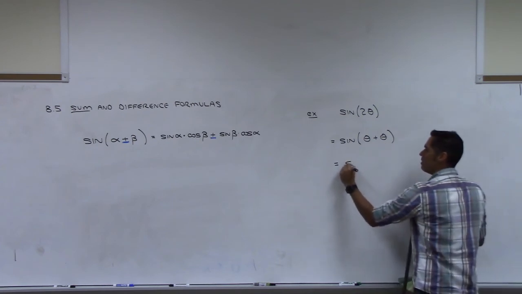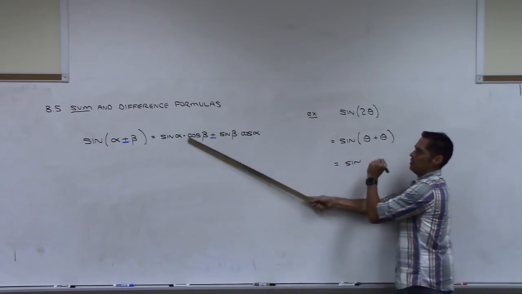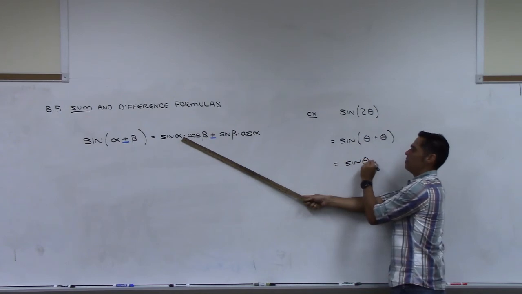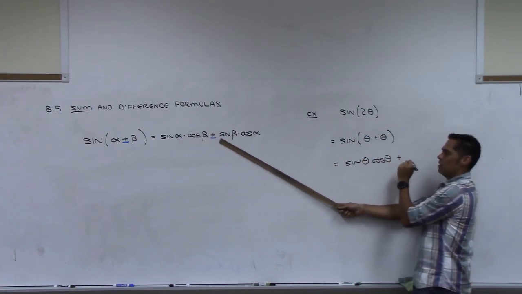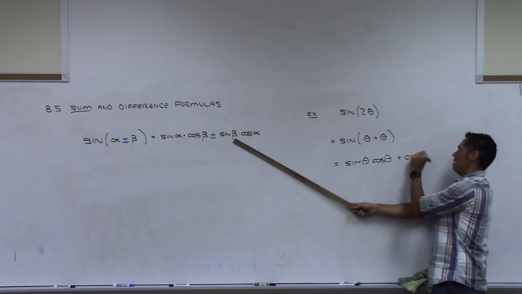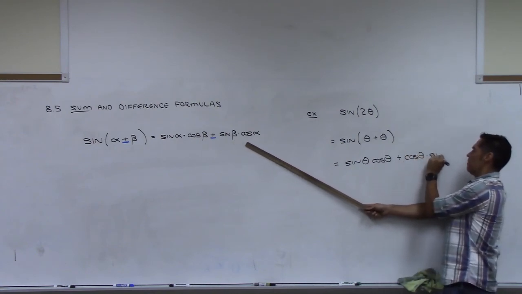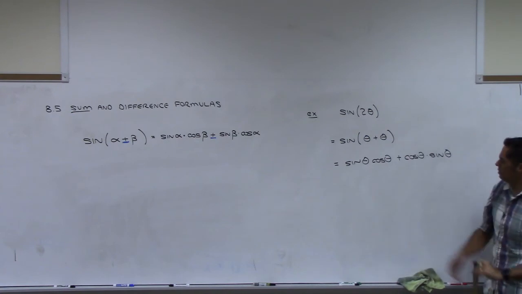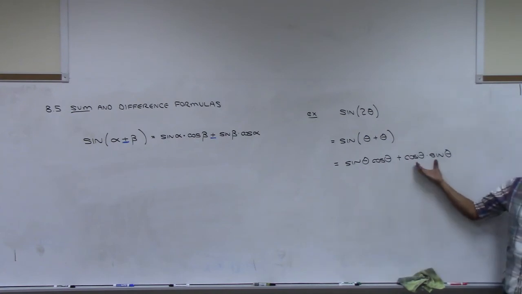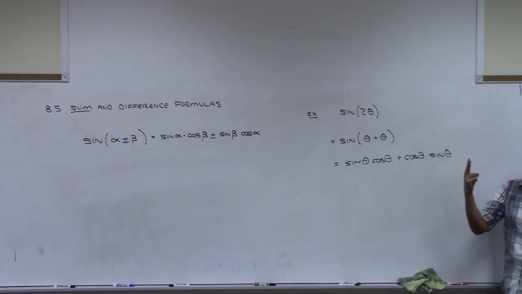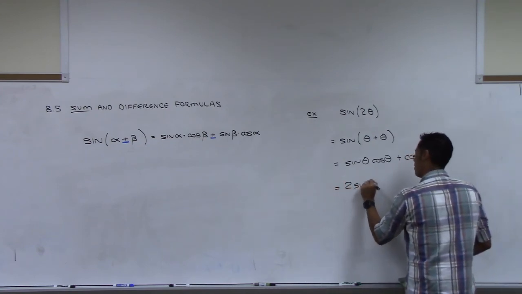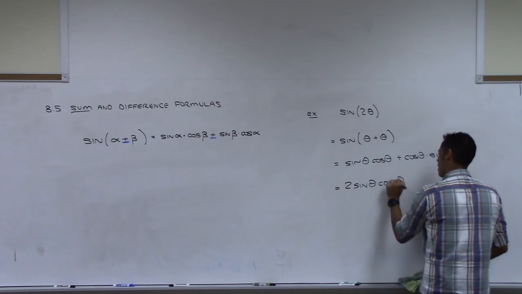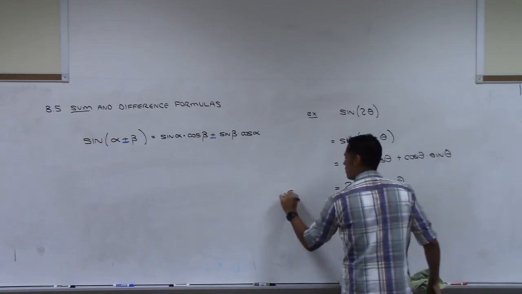It would be, let's follow the formula, sine of the first one, so theta, times cosine of theta plus cosine of theta times sine of theta. And wait a minute, aren't these exactly the same thing? So isn't it just 2 of those? 2 sine theta cosine theta. That's what sine of 2 theta is.